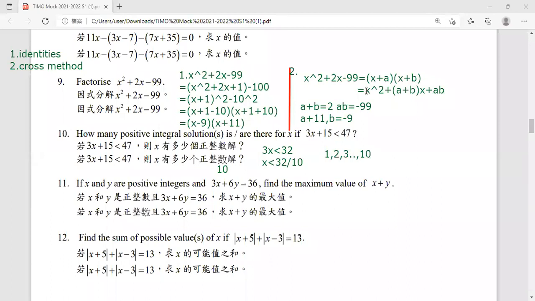Zero is neither positive nor negative. Of course, if the question is asking you about a non-negative number, then you have to consider 0. It is non-positive and non-negative. But if you are considering something positive, then 0 will not be counted.